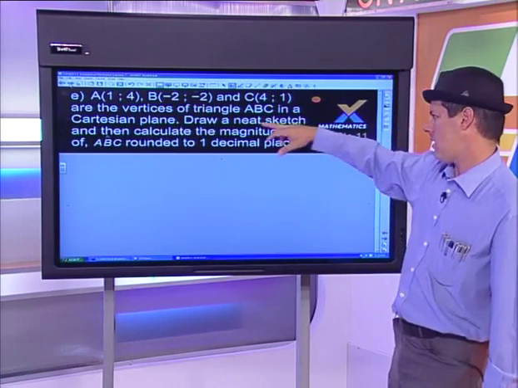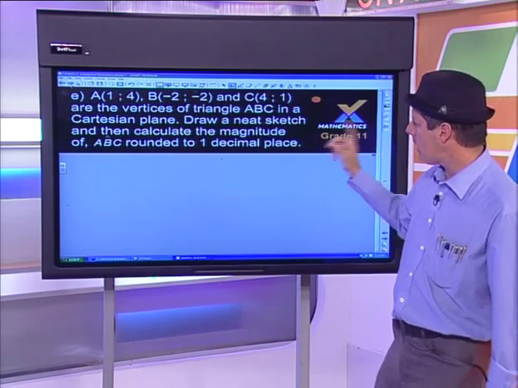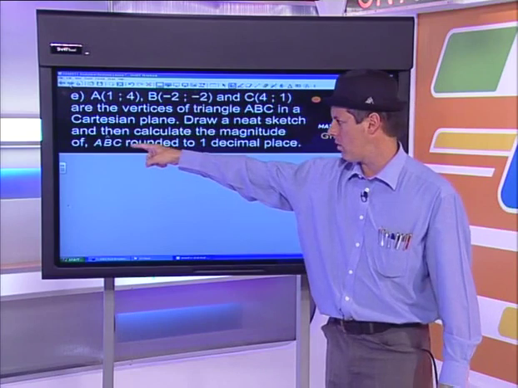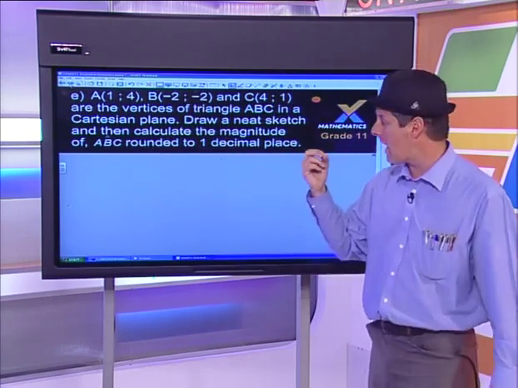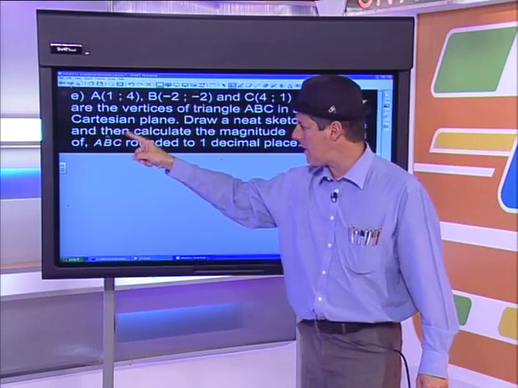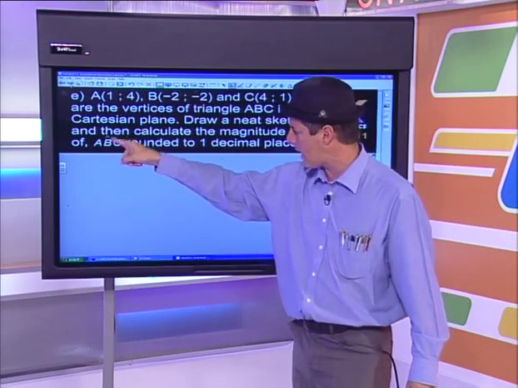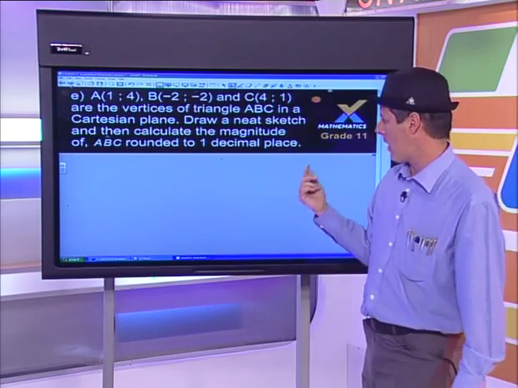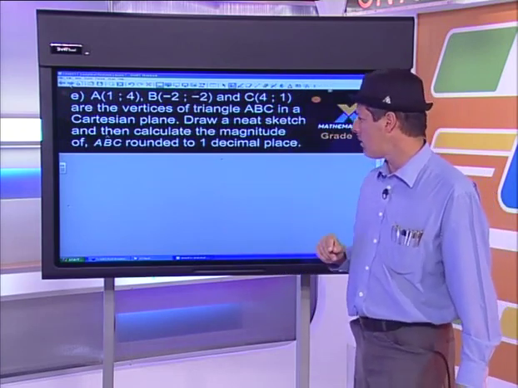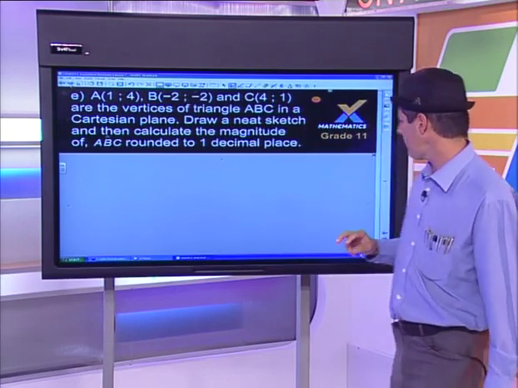Then it says, and there's a big hint, draw a neat sketch, calculate the magnitude. Magnitude is just another word for size. Find the size of angle ABC. And when you see that little hat on the B, that's telling me it's an angle. So I'm going to be solving for an angle, and it's going to be rounded to one decimal place.